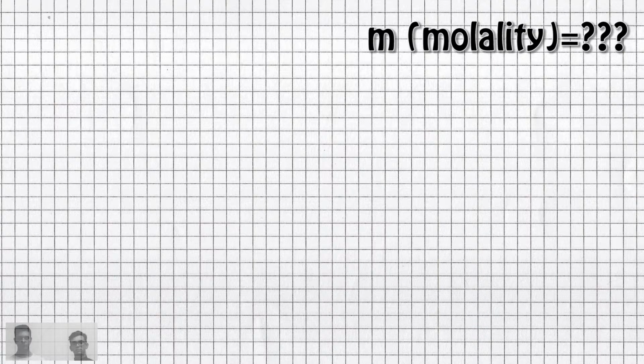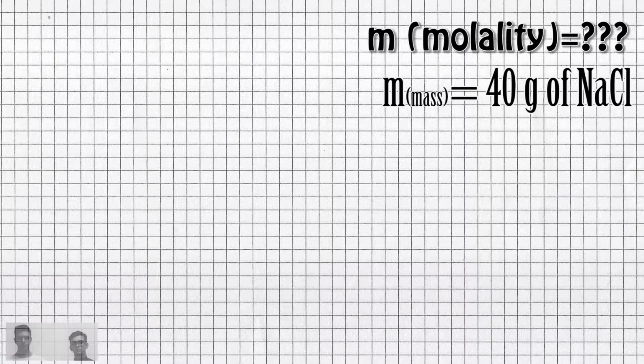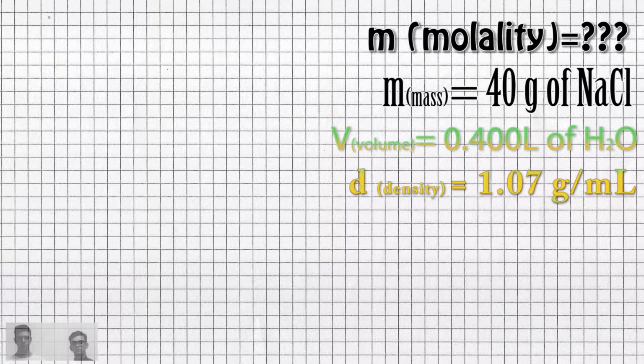We have to calculate the molality of a solution which contains 40 grams of sodium chloride and 0.400 liters of water, having its density equal to 1.07 grams per milliliter. Okay, now we are done and we can begin. To calculate the molality, we need the mass in kilos of the solvent, which we obtain by multiplying the volume of water by its density.